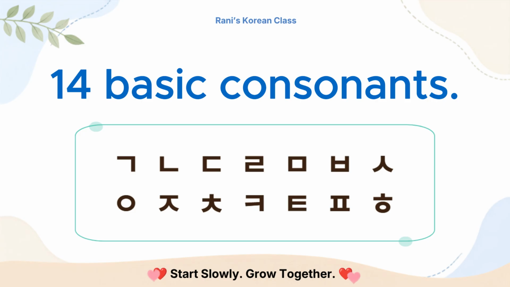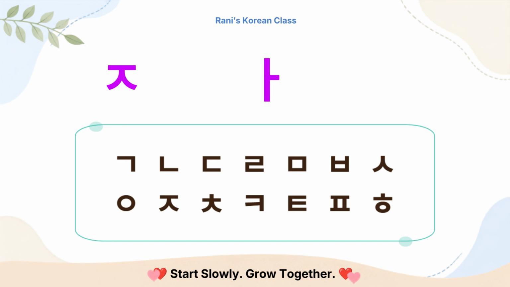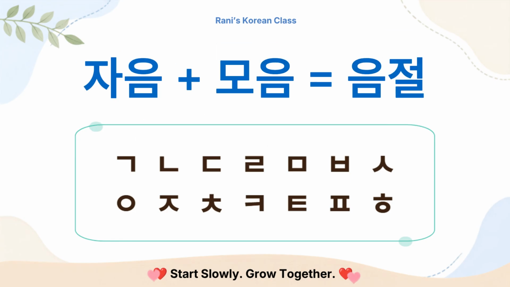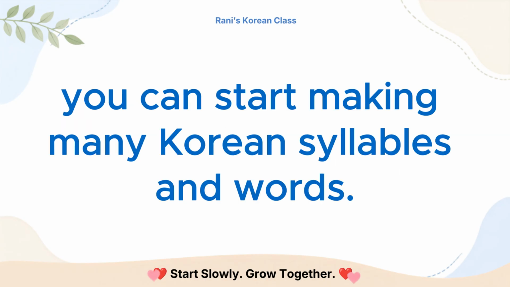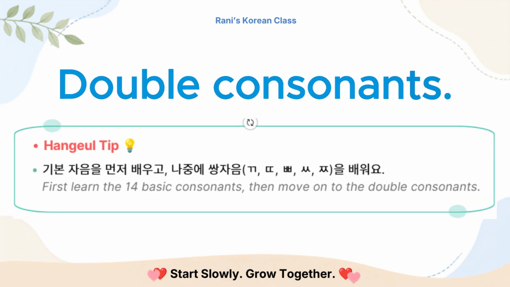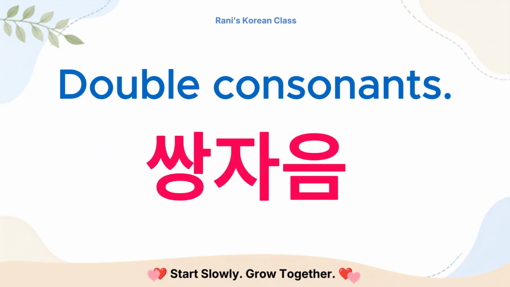A Korean consonant usually combines with a vowel to make a complete syllable. 자음과 모음이 만나서 한글 한 글자를 만들어요. A consonant and a vowel work together. Once you learn the 14 basic consonants, you can start making many Korean syllables and words. Later, we will also learn 5 double consonants. In Korean, we call them 쌍자음. But first, we will focus on the 14 basic consonants.